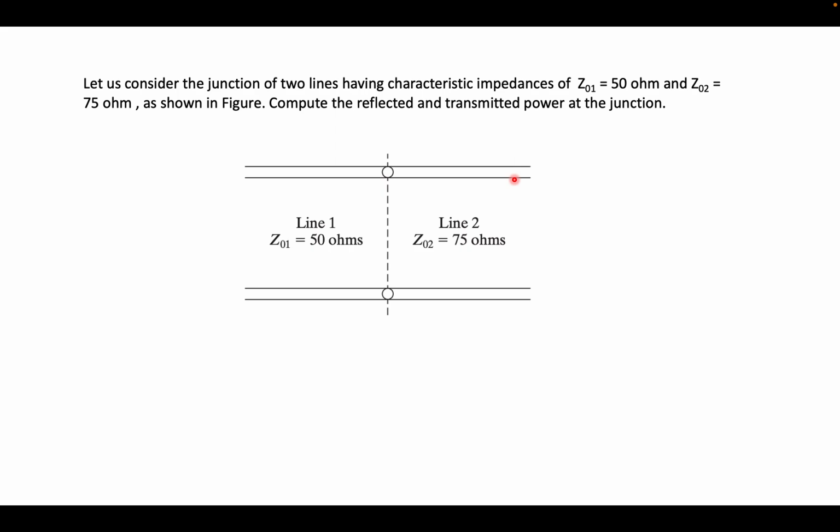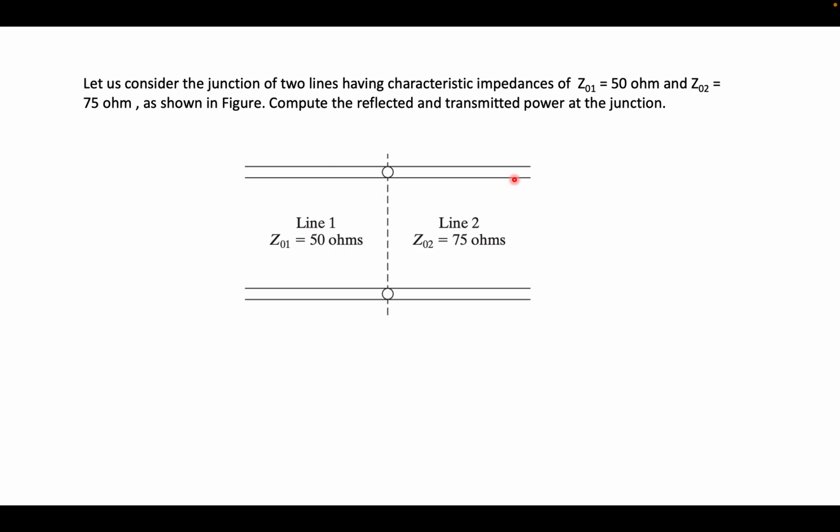0.96 of P incident, P transmitted. Okay, so that looks correct to me. I urge everyone to try, and then we will go through the solution. If anyone wants to give more answers, what are they getting?